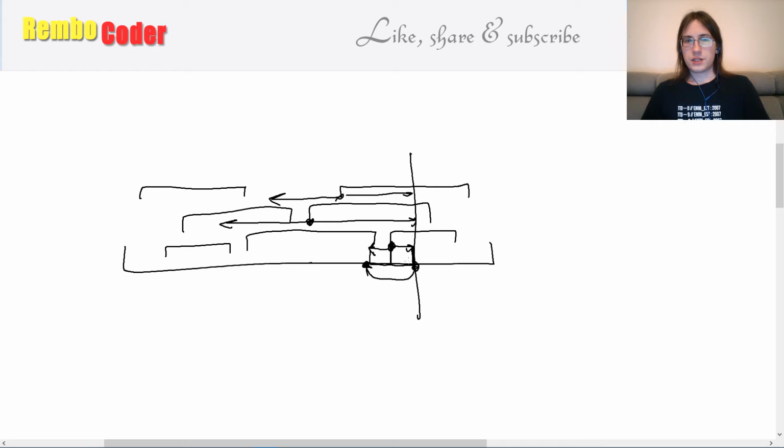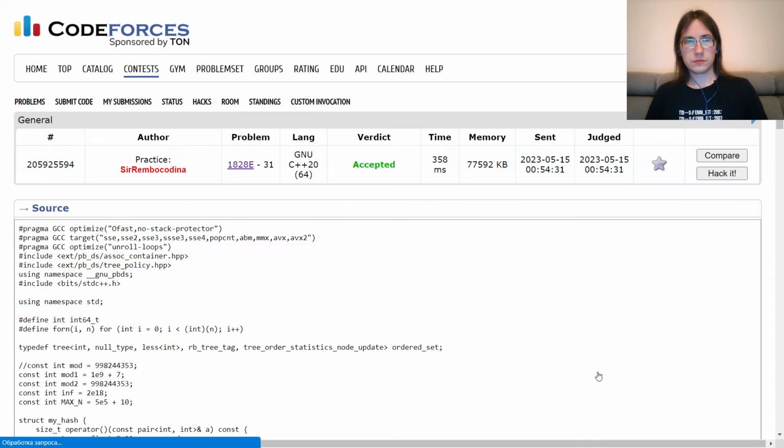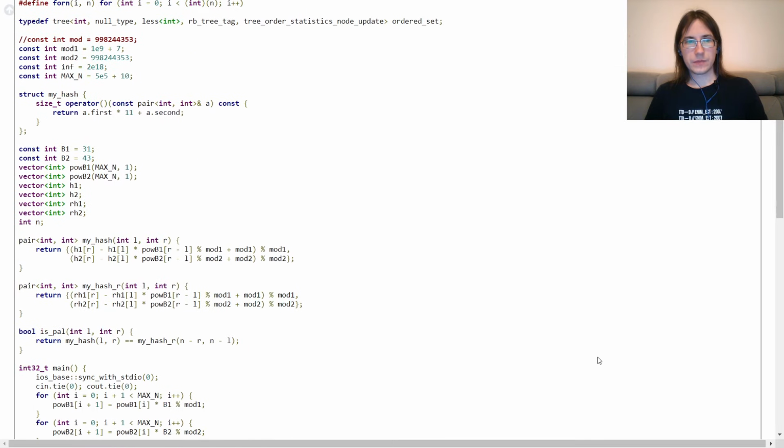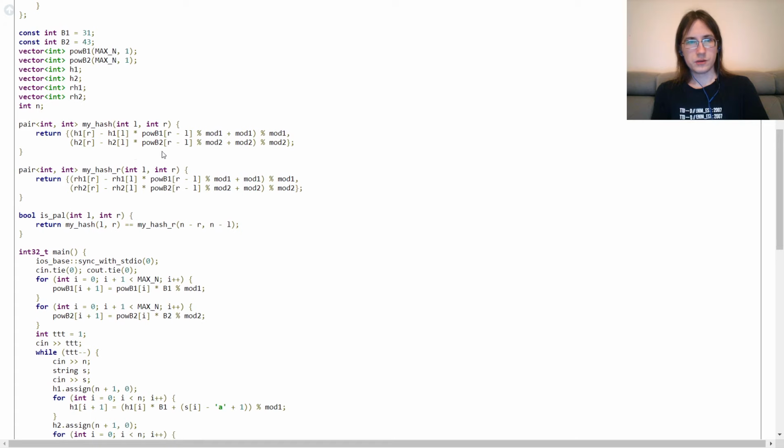And then I just sum up the number of correct left borders for every right border, and that will be the answer. So let's look at the implementation. This is just the basis of the first hash, and this is the basis of the second hash. I use 2 hashes to pass the anti-hash test cases. This will be my hash, a pair of 2 hashes, and this will be my hash reversed.